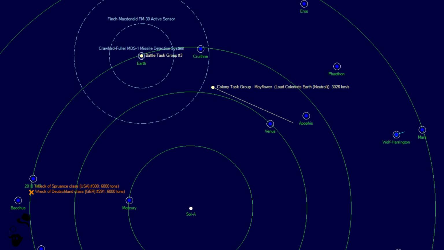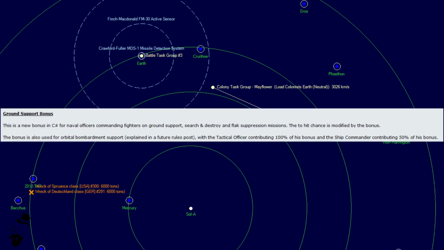Now, I can't remember if I talked about this particular change, but it's short enough. There is a new bonus in C-sharp for naval officers commanding fighters on ground support, search and destroy, and flak suppression missions. The two-hit chance is modified by the bonus. The bonus is also used for orbital bombardment support, explained in previous episodes, with the tactical officer contributing 100% of his bonus and the ship commander contributing 50% of his bonus. So you want these for fighter commands, for support missions, and for ships who are slated for orbital bombardment.